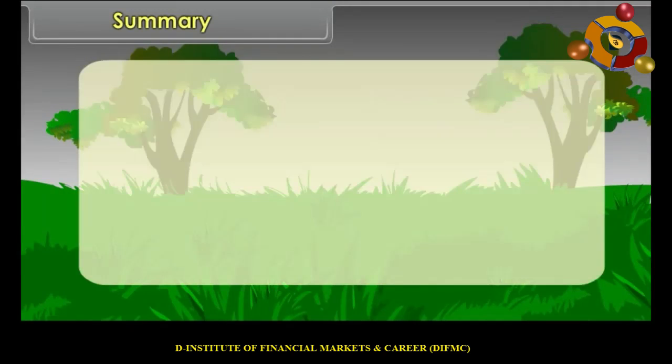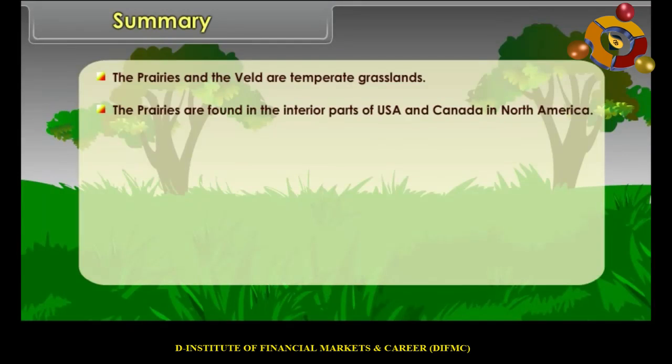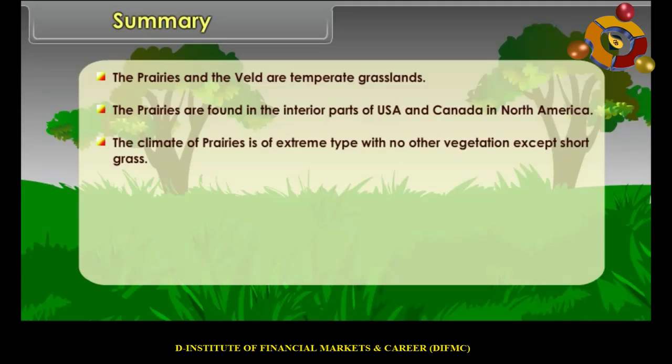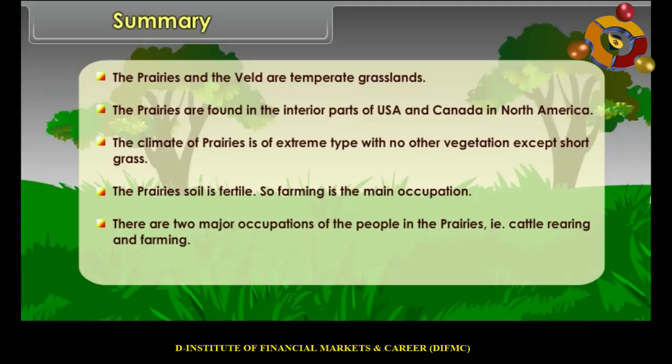Summary. The prairies and the Veldt are temperate grasslands. The prairies are found in the interior parts of USA and Canada in North America. The climate of prairies is of extreme type with no other vegetation except short grass. The prairie soil is fertile, so farming is the main occupation. There are two major occupations of the people in the prairies, that is, cattle rearing and farming. Wheat farming is the main agricultural activity on the prairie land.